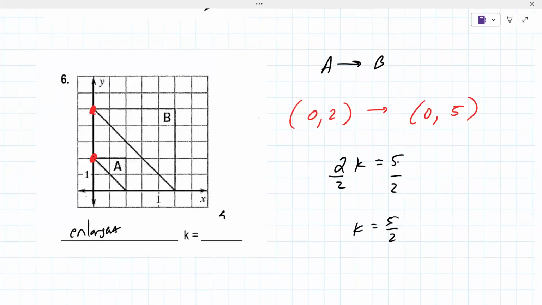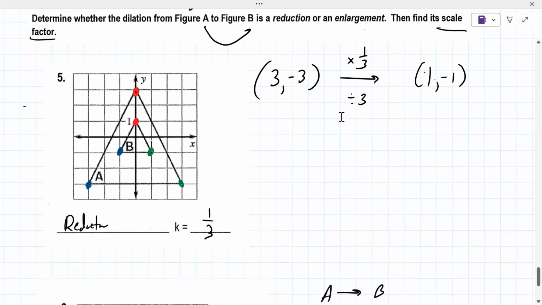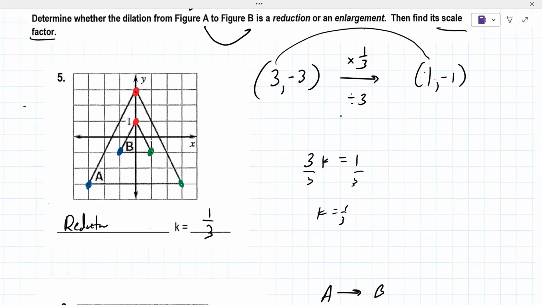And you might wonder, well, does that work for the previous one if you write an equation? Yeah, it does. 3k equals 1. I'm using the first point. Divide by 3, divide by 3. That's how you get your value of k.